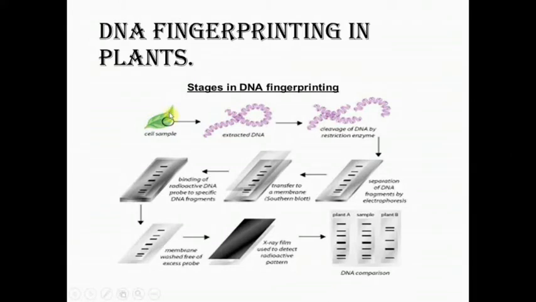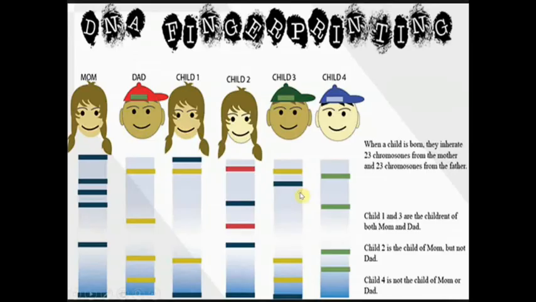Similarly, DNA fingerprinting is done in plants. The only difference is the sample collection. For easy convenience, leaf samples are used. The other procedures all remain the same.